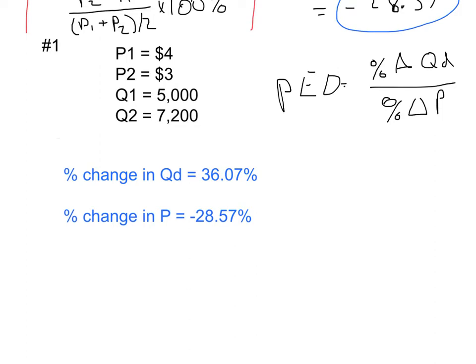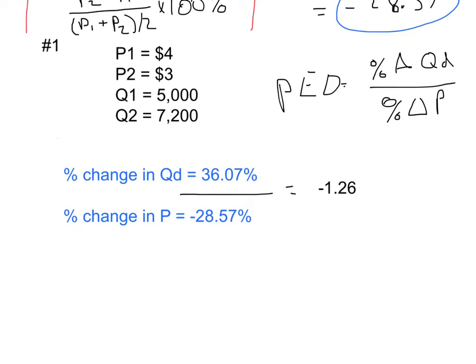So I'm just going to take this 36.07 and divide it by 28.57. And I get an elasticity of negative 1.26. Okay. And so I can revert back to that chart that you find in the text, where we said that when we define what type of elasticity it is, we're going to remove the negative sign or just forget about the negative sign.